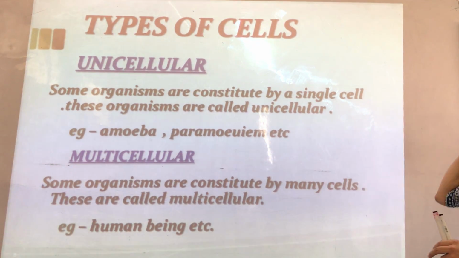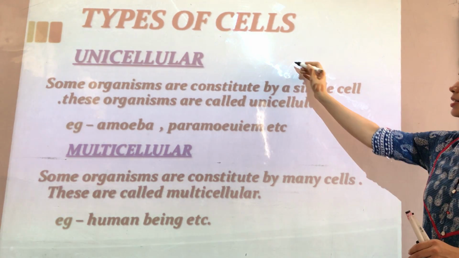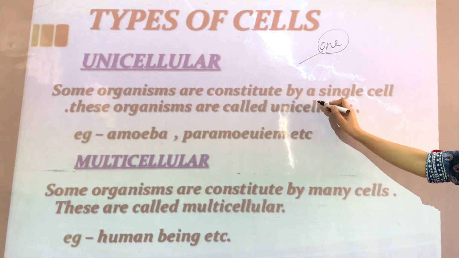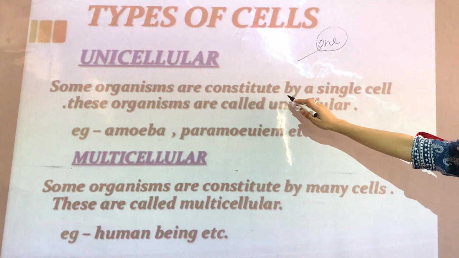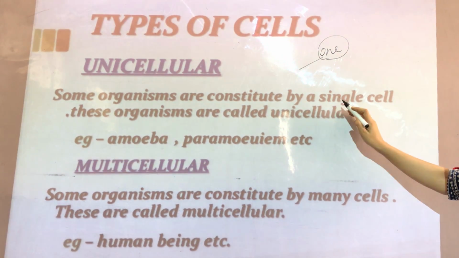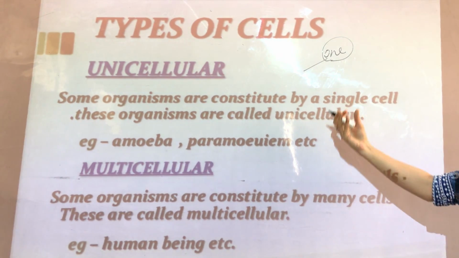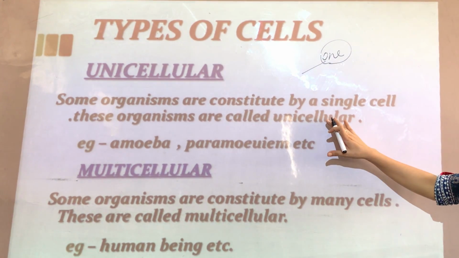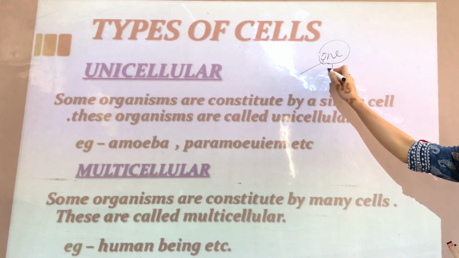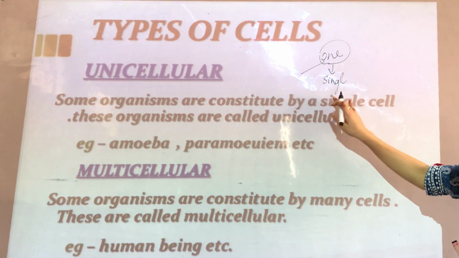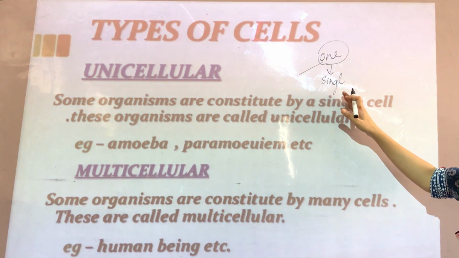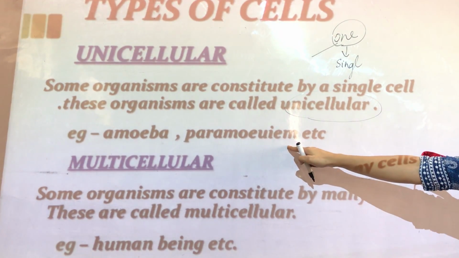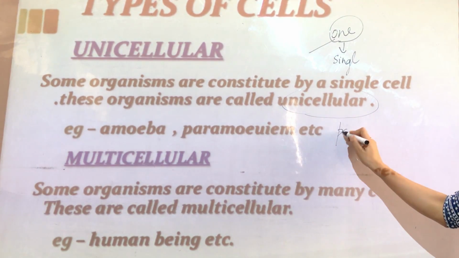Okay, now children, we all know that there are some organisms which may have only one cell to carry out all the functions. Okay, so some organisms are constituted by a single cell. All the important functions like eating of food, digestion of food, egestion of food, all these things are carried out by one single cell. So these living organisms are called unicellular. For example, amoeba and paramecium.